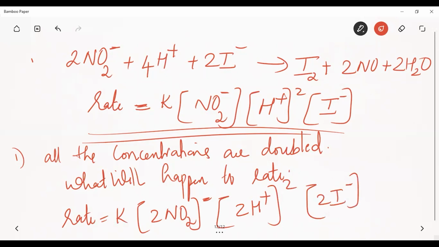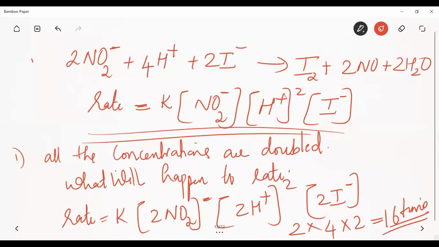Taking the numbers out, you will be getting 2 times 2 squared, 4 times 2. That is how much? 16 times. So if you double all the reactant concentrations, the rate will not just double, the rate will increase by 16 times. Hope you get it. This is the method we are following.